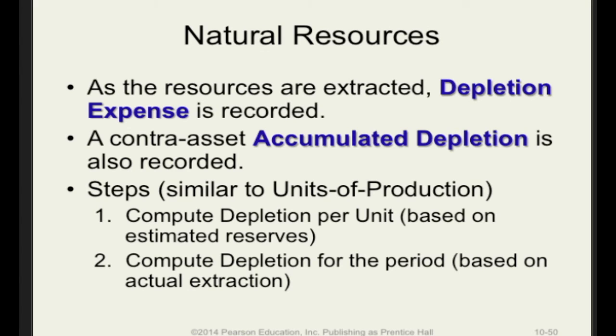As the natural resources are extracted, we have to move part of the cost of the reserves to the income statement. This process is called depletion. Depletion expense is computed based on the units of production method. A cost per unit of resource is determined based on the cost paid for the reserves and the estimated amount of reserves available to be extracted. Once we determine the amount of resources extracted in a period, we can multiply that by the depletion expense per unit of natural resource to arrive at depletion expense. The other side of the entry will be a credit to accumulated depletion.